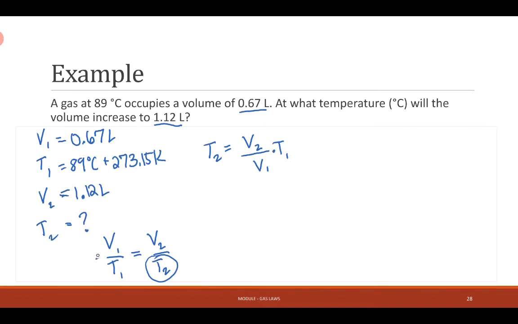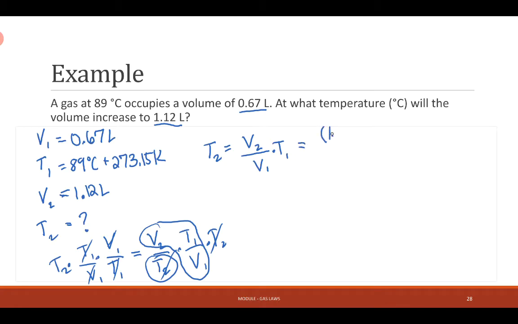So I multiplied by the reciprocal on both sides in order to cancel out everything over here. And then I multiplied both sides by T2 in order to get this T2 out of the denominator. So I was left with V2 times T1 over V1. And so that is going to be 1.12 liters.